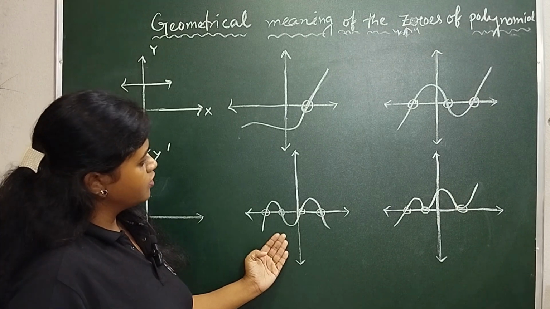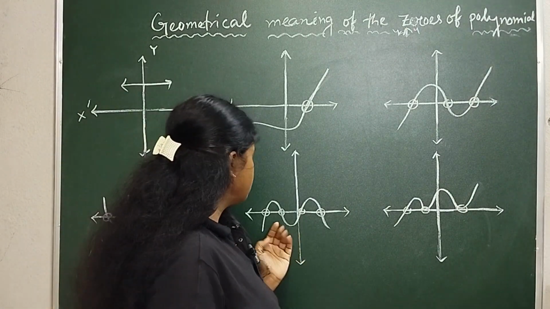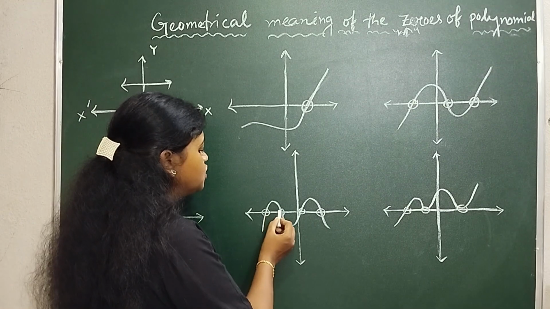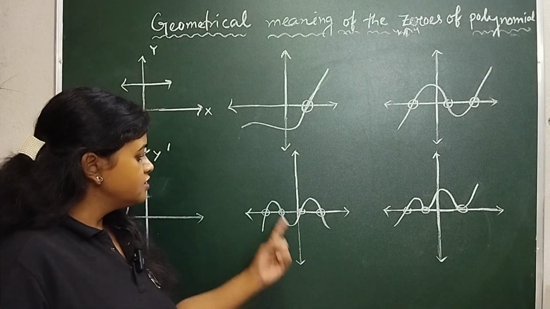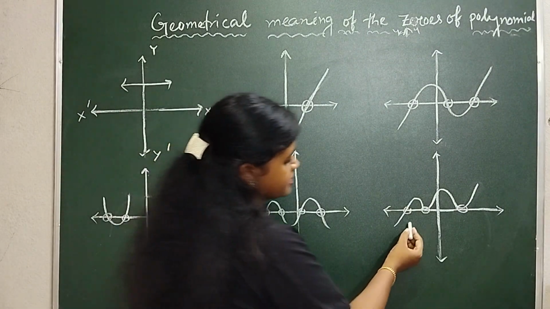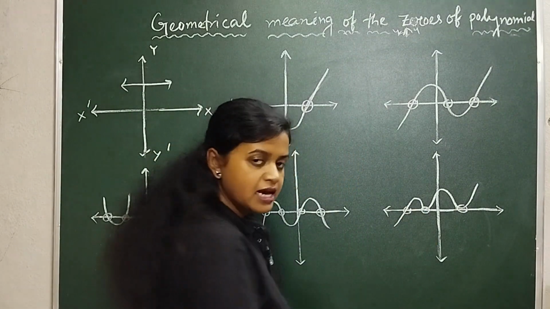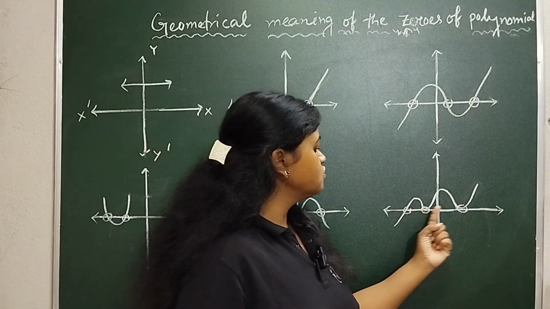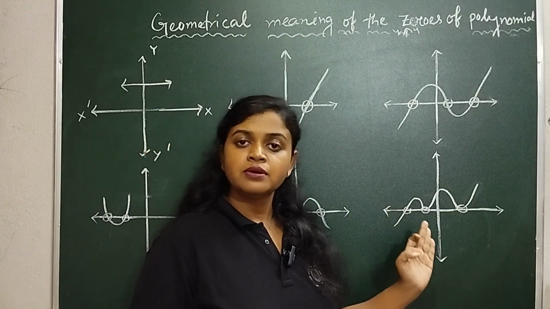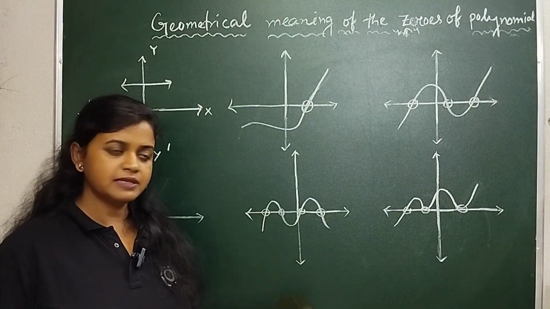Now for the fifth case, we see that the graph of the polynomial cuts the x-axis at 1, 2, 3, 4 points. So this graph has 4 zeros of the polynomial. In this case, the graph of the polynomial cuts the x-axis at 1, 2, 3 points. So this graph has 3 zeros of the polynomial.